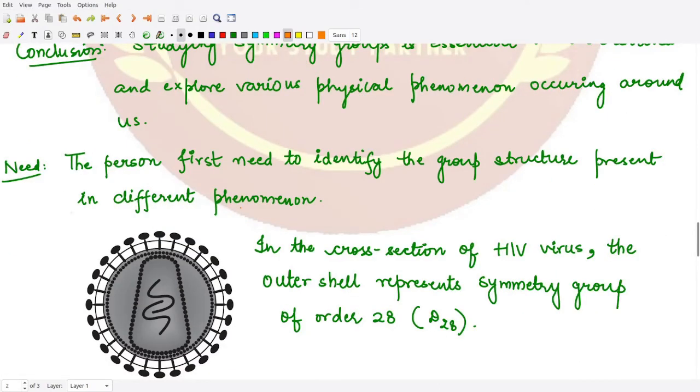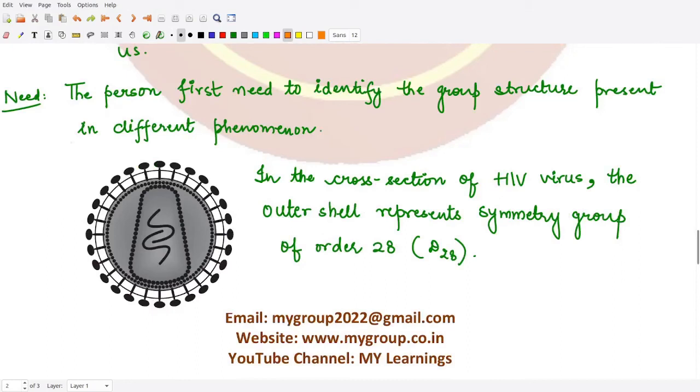So what you need to do is you firstly have to identify what kind of group structure that given phenomenon or object possesses. That is your task. Once you identify what is the group structure, then according to that we apply the operations of the group, and thereafter we make conclusions out of that.